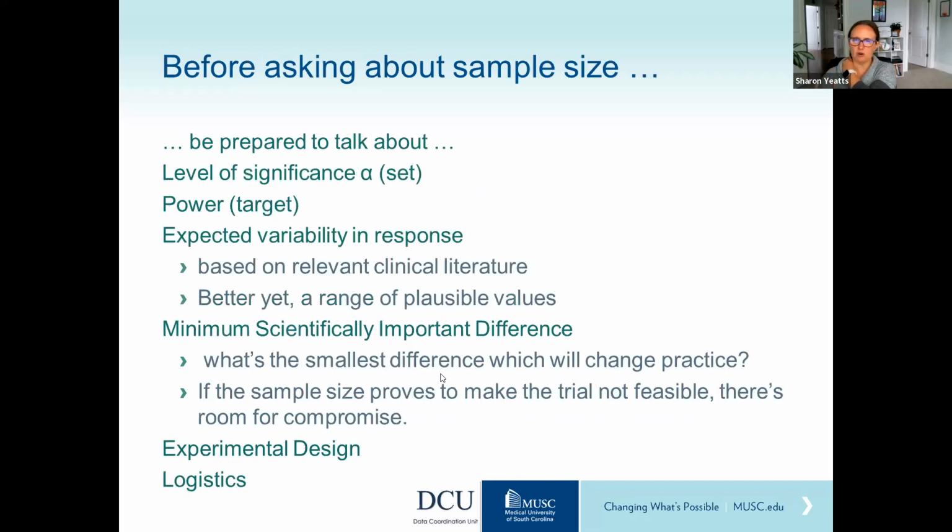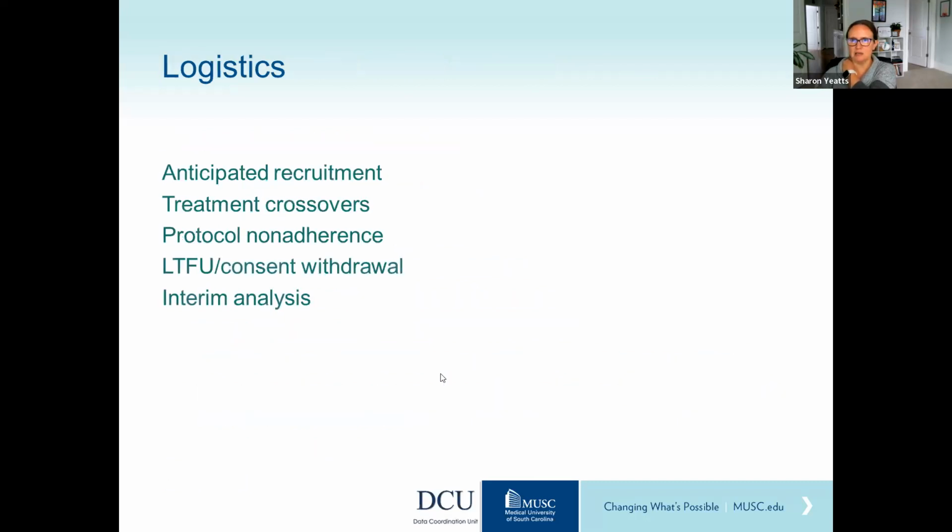Okay, so we've talked about all of these things. The last thing I'm going to say about factors that go into this are the logistical considerations. What is the anticipated recruitment? How likely are treatment crossovers? What sort of protocol non-adherence might you expect? Do you anticipate lots of loss to follow-up or consent withdrawal? And are you planning to look at the data in the interim to make some sort of decisions? All of these things require adjustments to the sample size that you've determined based on the previous factors. So be prepared to talk about those as well.